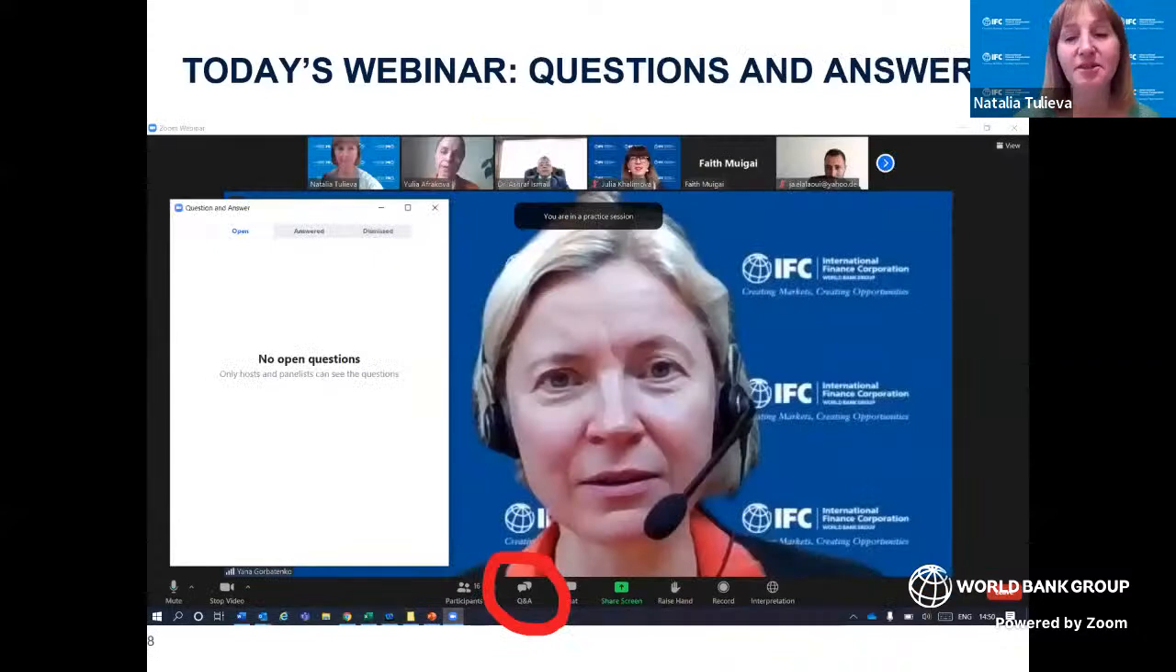Okay, so this is another button that we have. This is the button called, let me just move my screen, Q&A, questions and answers. If you have a question that you'd like our speakers to answer, you would press this button, open this field and type your question. That way the question stays there and we will pick it up and answer it either during the webinar or at a later time.